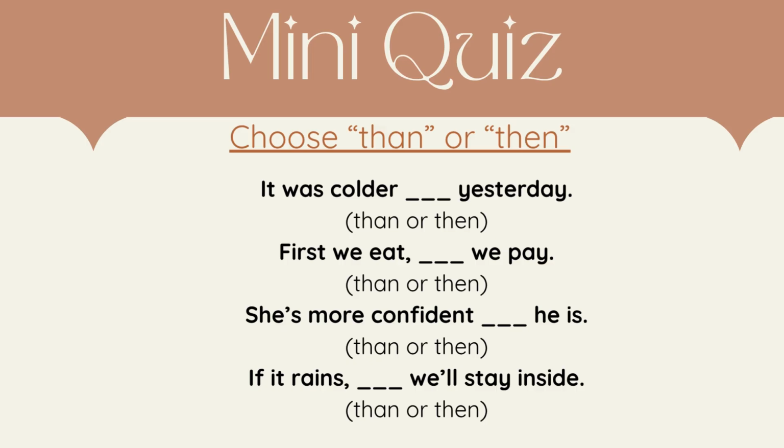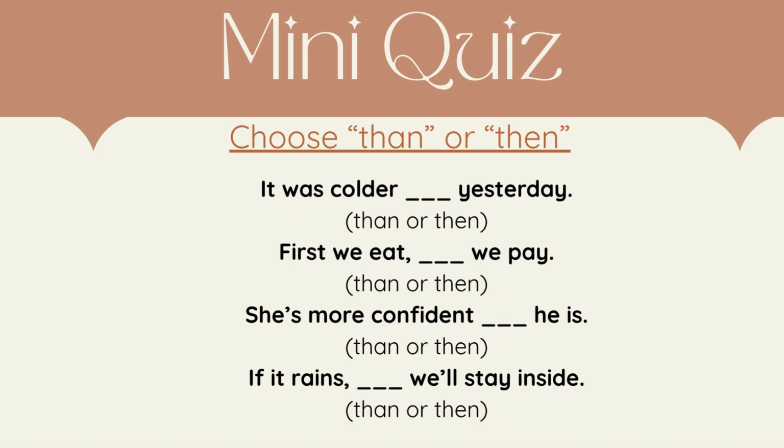Here's a mini quiz. Choose then or than. First, it was colder then or than yesterday. Next, first we eat, then or than we play. Next, she's more confident than or then he is. Next, if it rains, than or then we'll stay inside.